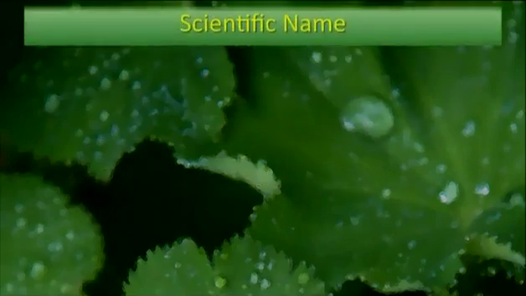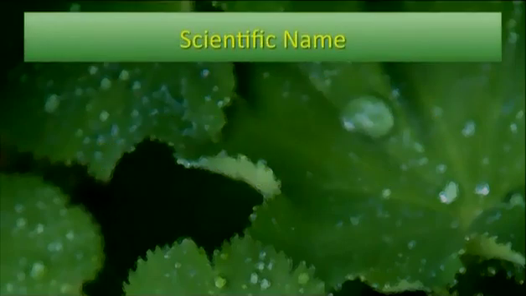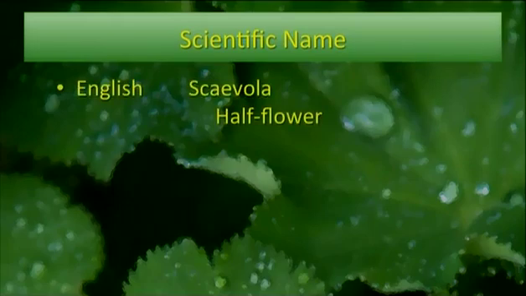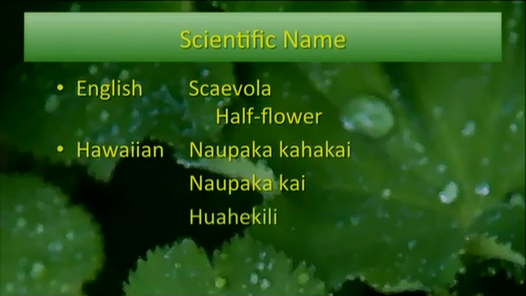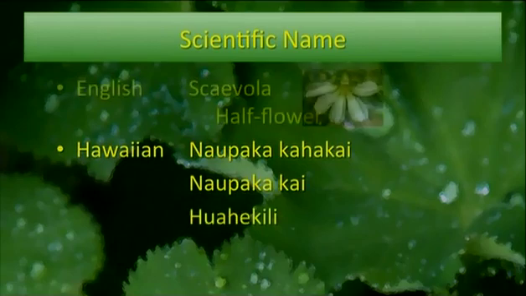Now, scientific naming. In English you have the scaevola or half flower. It's also known as Scaevola sericea. Or they're also known as naupaka kahakai. Also the naupaka kai, the huahekili.